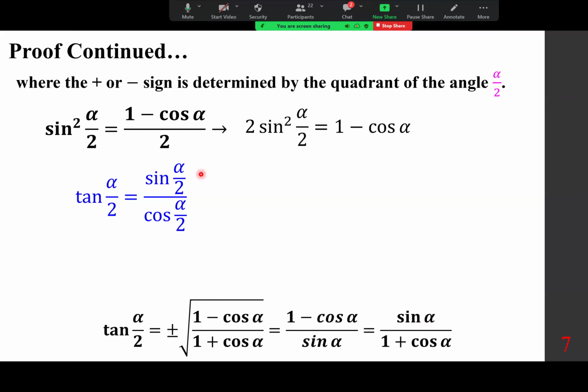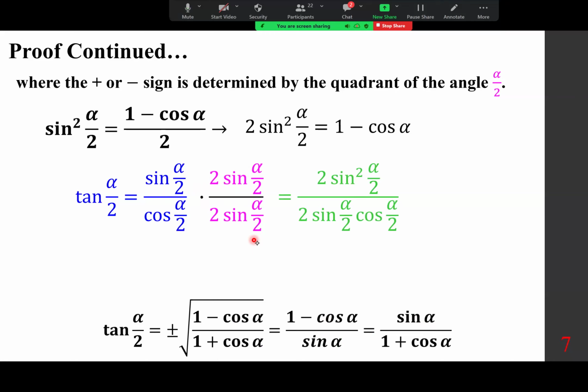Let's multiply the top by 2 sine alpha over 2, which means we're going to multiply the bottom by the same thing, resulting in 2 sine squared alpha over 2 for the top, and 2 sine alpha over 2 cosine alpha over 2 for the bottom. We remember sine of 2 alpha is 2 sine alpha cosine alpha. Therefore, sine of alpha is 2 sine of alpha over 2 cosine of alpha over 2.